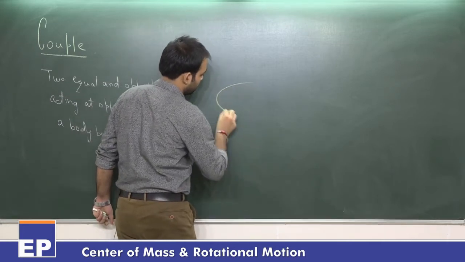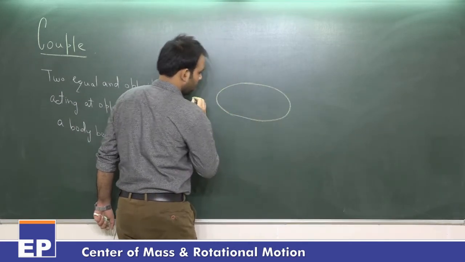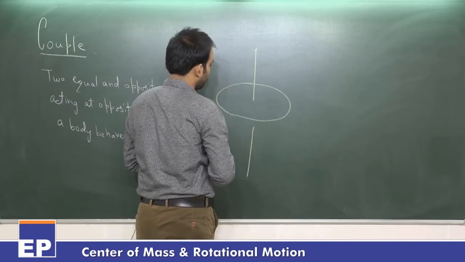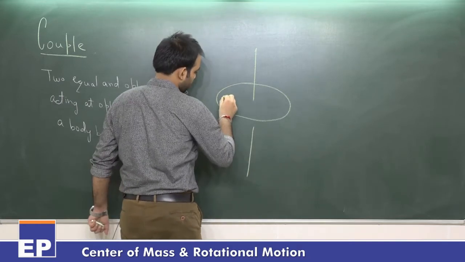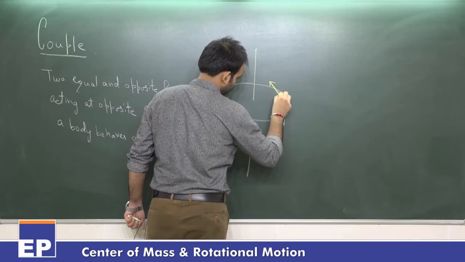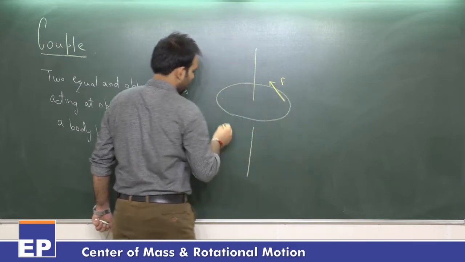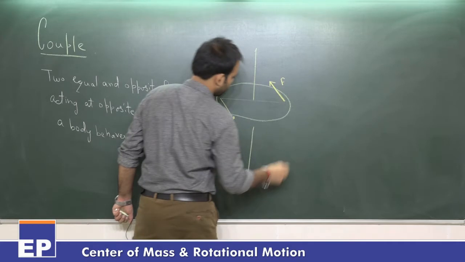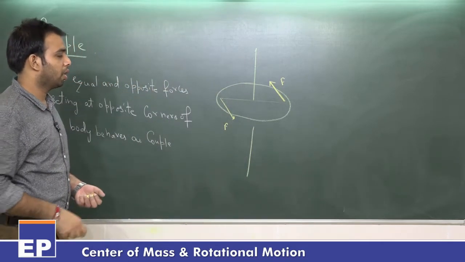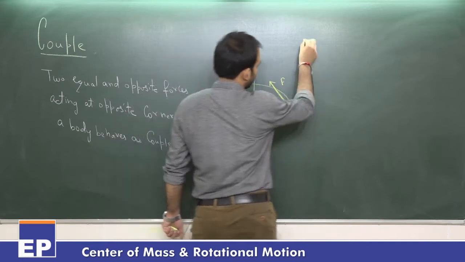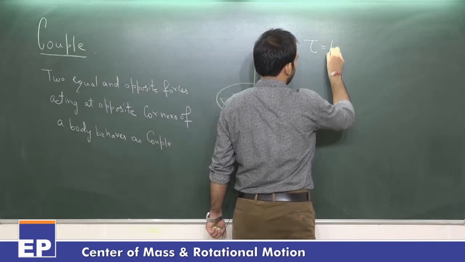This is a body, let's suppose, and the two forces are acting in this direction. One of the forces is acting like this, another is acting like this. This is the line joining them. So this is acting as a couple. And if the distance is r, you can say the torque is directly what? That is the lever arm.